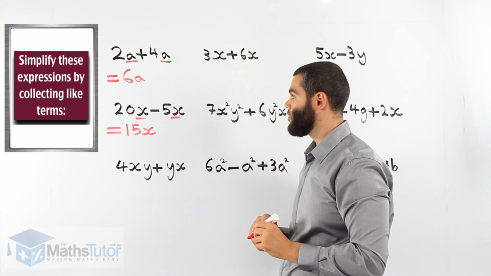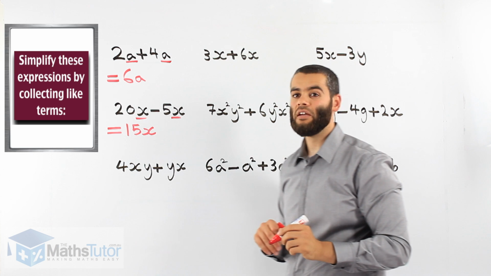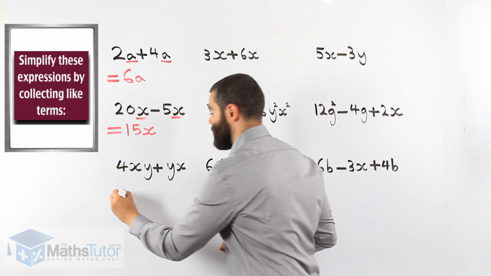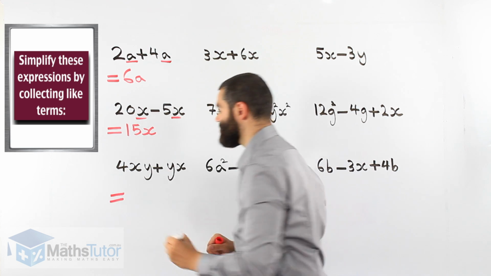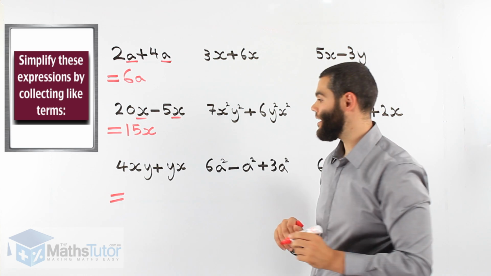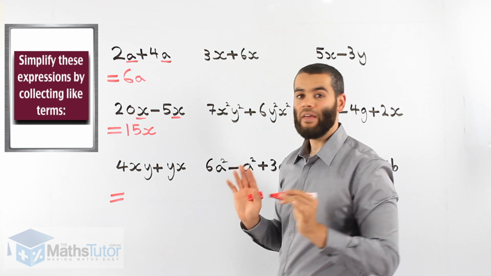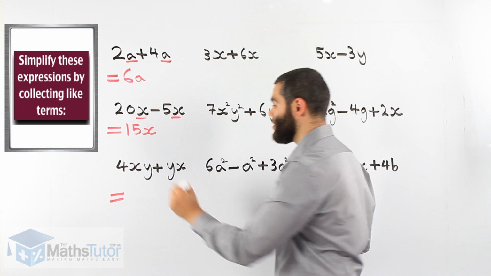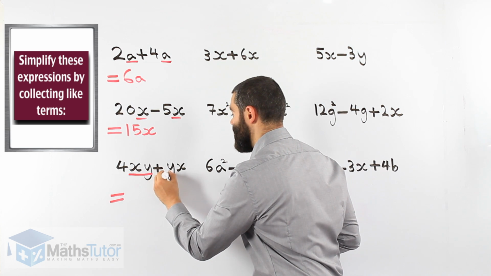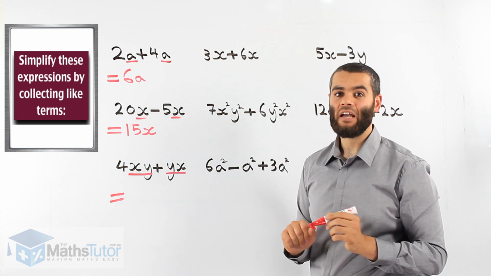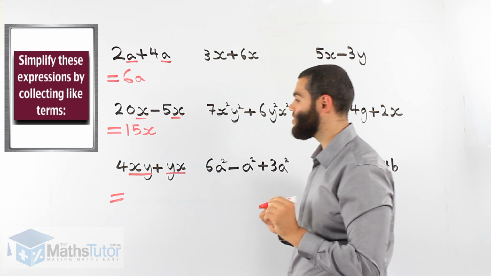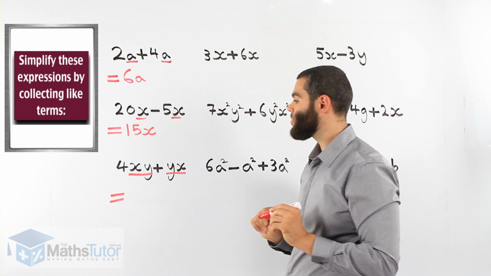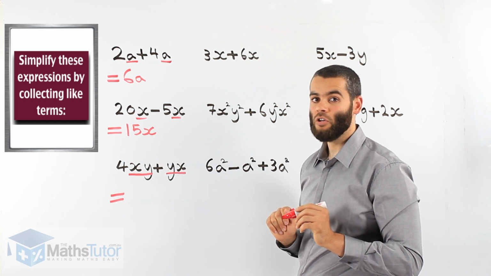15x. 20x, take away 5x, 15x. In this example here, we have 4xy plus yx. Now, are they like terms? Because we can only add or subtract like terms. xy, yx, yes, they are like terms. The order doesn't matter as long as the pronumerals are the same. X here, x there, y and y, they are like terms.